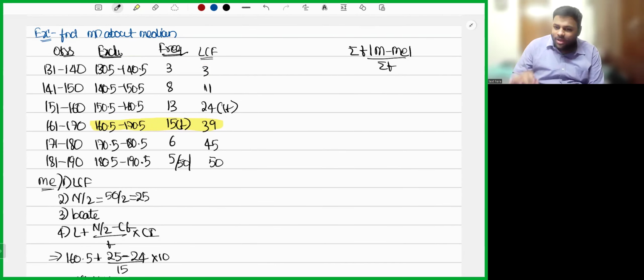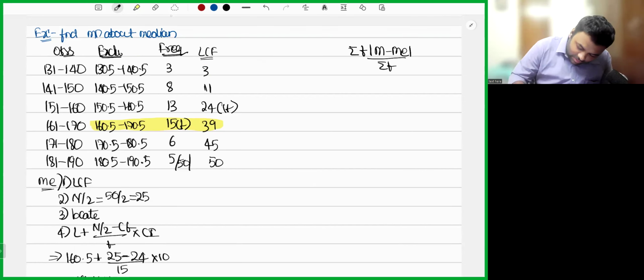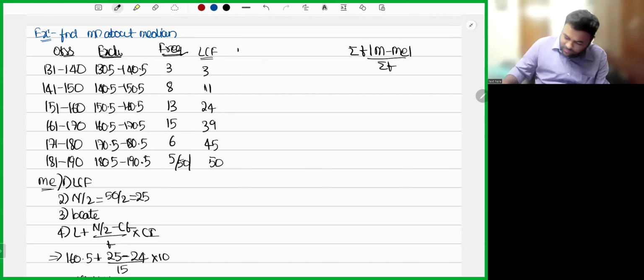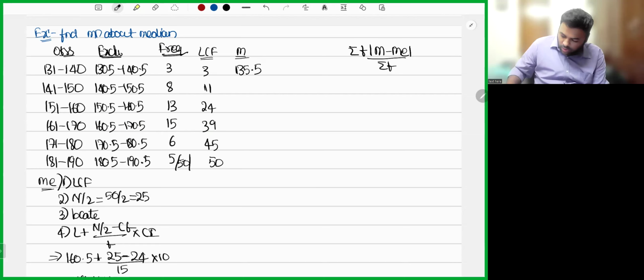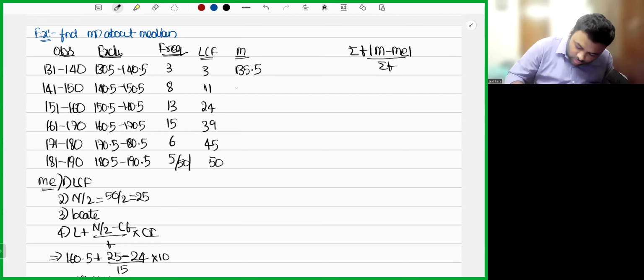Let's apply this formula now. But before applying it, you want the mid values. Without mid values, what will you apply? So let's calculate the mid values first. How will you get the mid value? I hope you remember: lower class boundary plus upper class boundary, whole divided by 2. 135.5, 145.5, 155.5, 165.5, 175.5, 185.